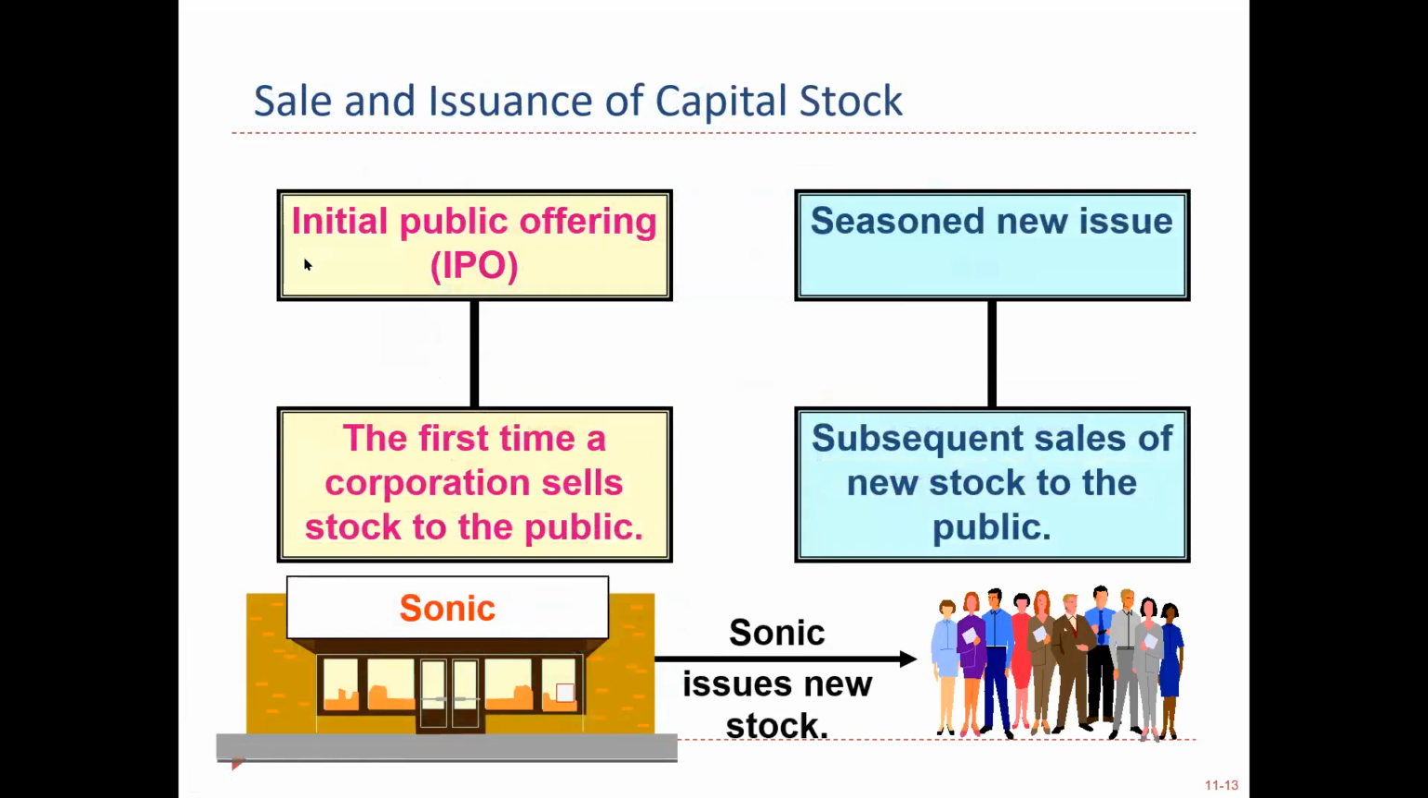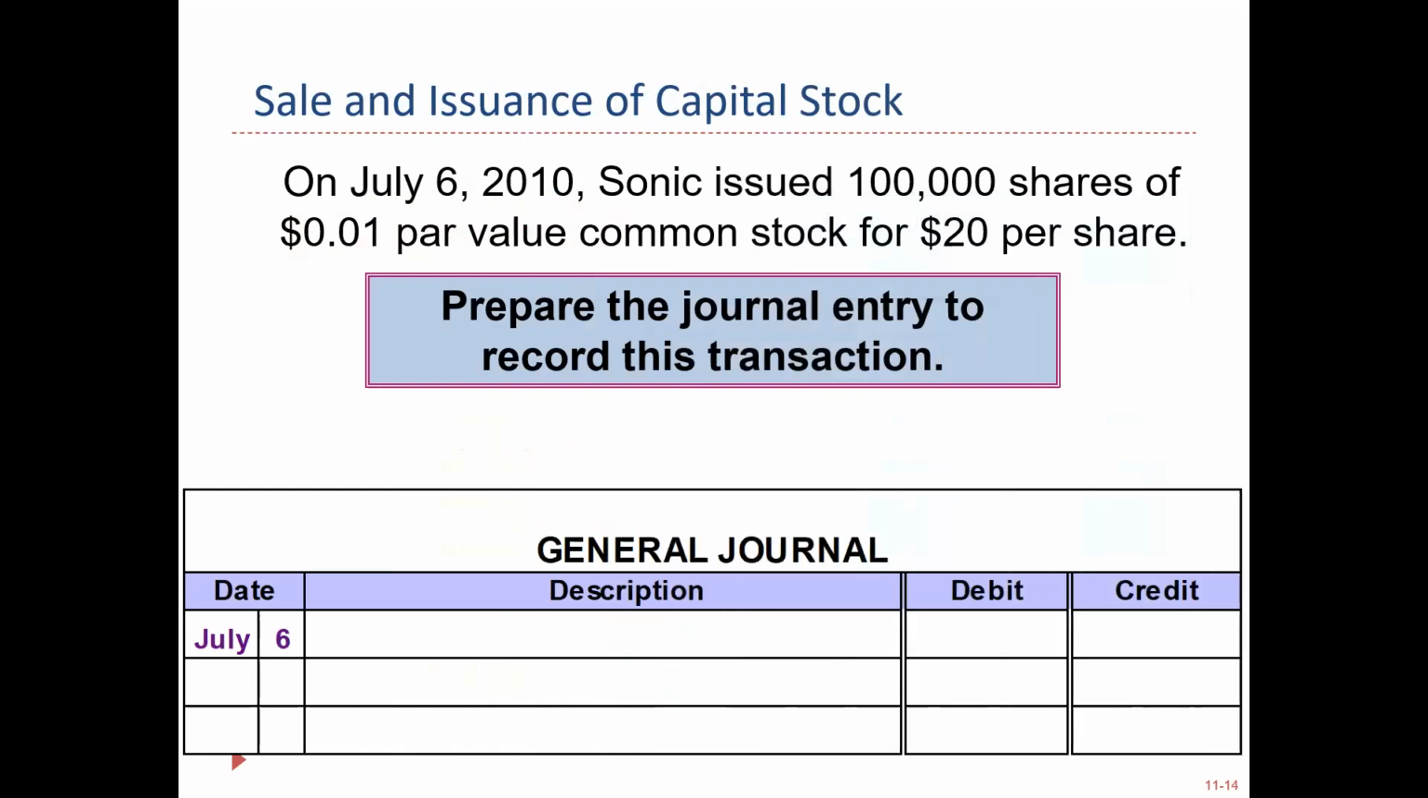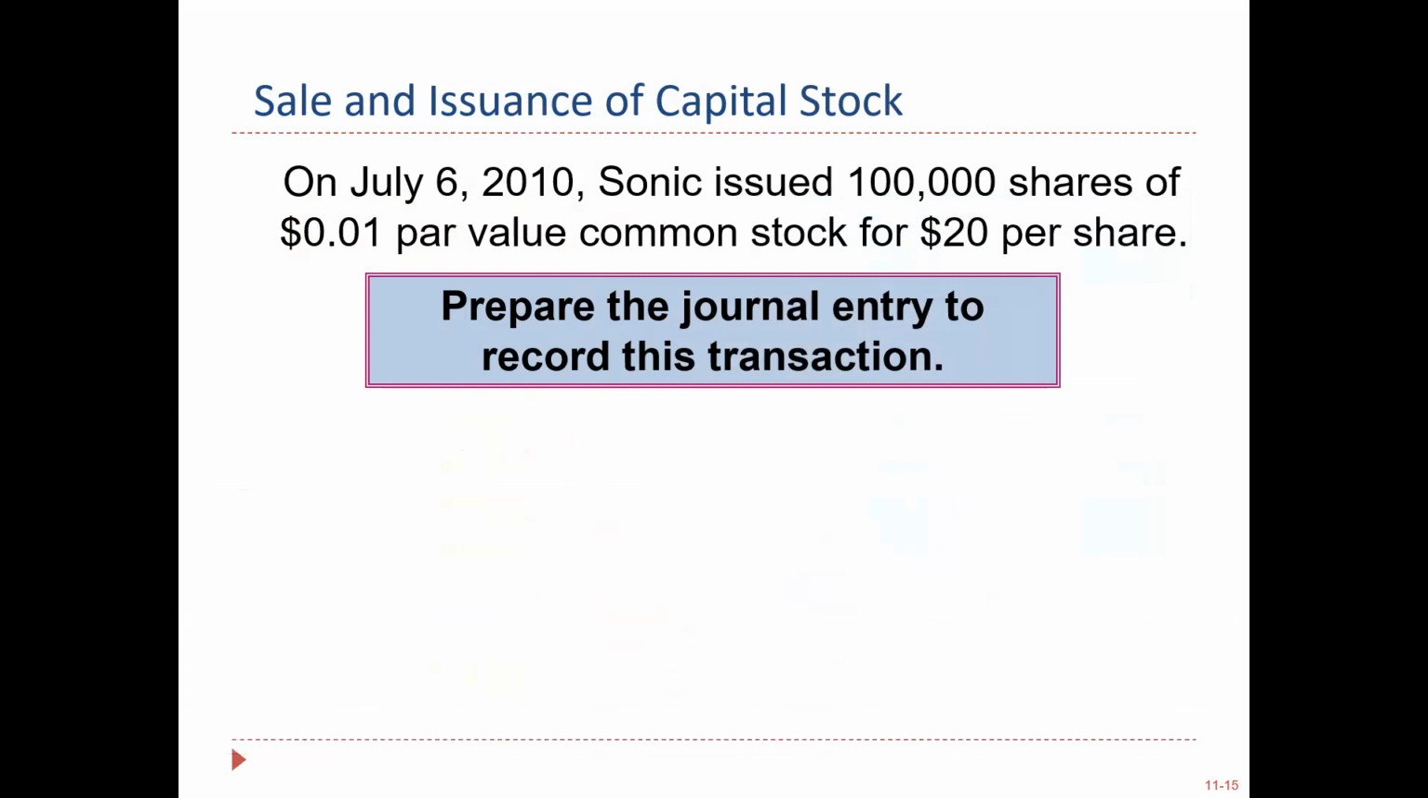So let's go back. They're giving us a blank journal entry. Well, 100,000 shares times a penny, I guess that's $1,000, if I did that right in my head.